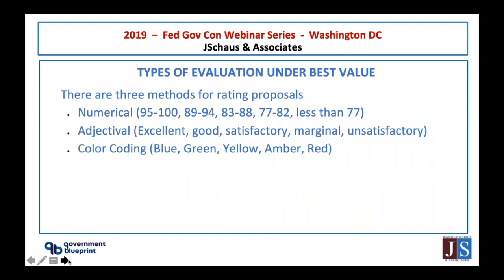So, types of evaluation on best value: there are three methods. There are numerical, adjective, and color. The government is now moving towards adjective. It is recommended that they use an adjective scoring system. They no longer use numerical or color coding. You might still see it, and the only reason is that there's a contracting officer who's been doing this for 30 years, and that is the way he likes to do it. Because he also signs off on the award, he gets to decide how to evaluate the proposals.